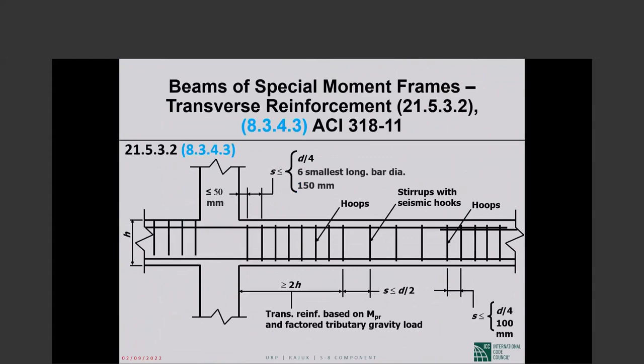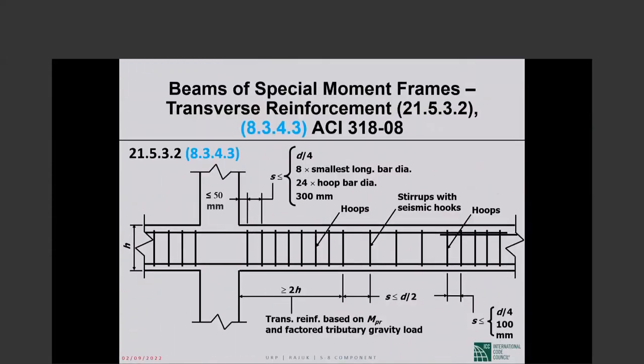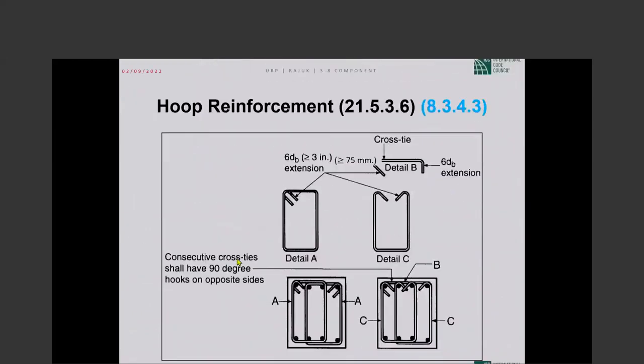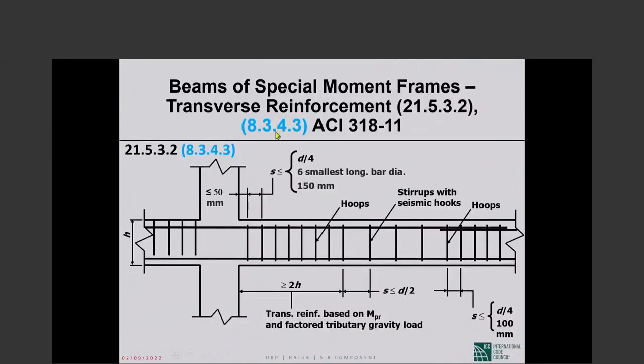Now this is the only time I brought in ACI 318-11. This spacing used to be the smallest of four things, remember: d over 4, 6 times the smallest longitudinal bar diameter, 24 times the tie diameter, which is gone, and 12 inches, it was 300 millimeters. 300 millimeters is now 6 inches. So that was an ACI 318 change.